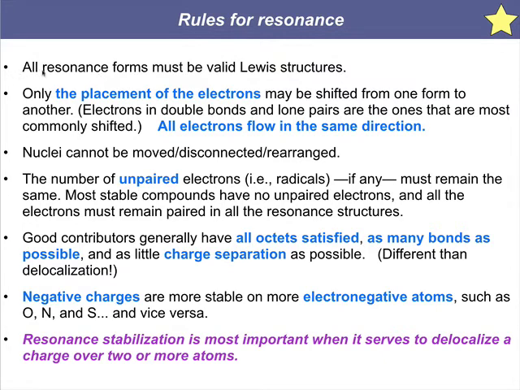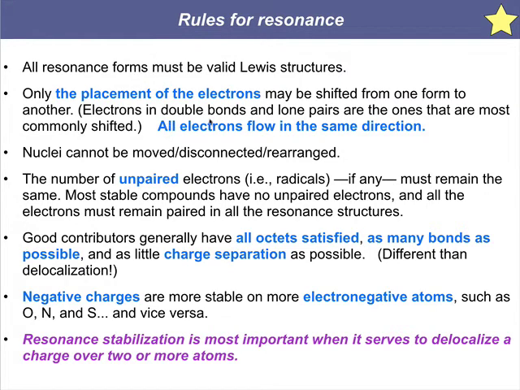So I'm presenting those here. All resonance forms must be valid Lewis structures. You're not allowed to add or remove electrons out of thin air. They have to be as valid as the other structures that correspond to that molecule. Only the placement of the electrons can be shifted from one to the other. So you're not allowed to move nuclei. You're only allowed to move the placement of the electrons.